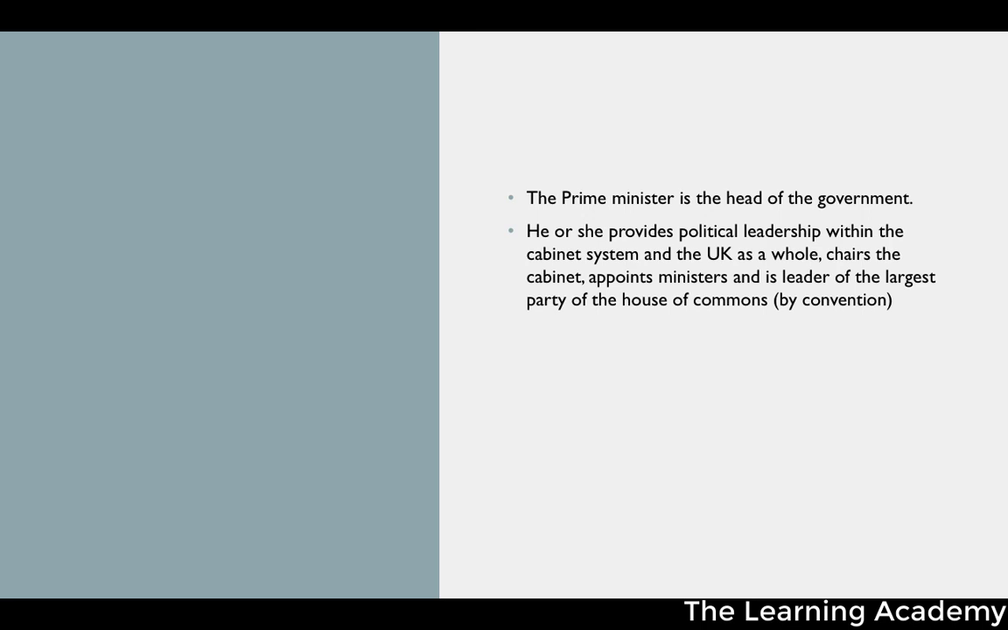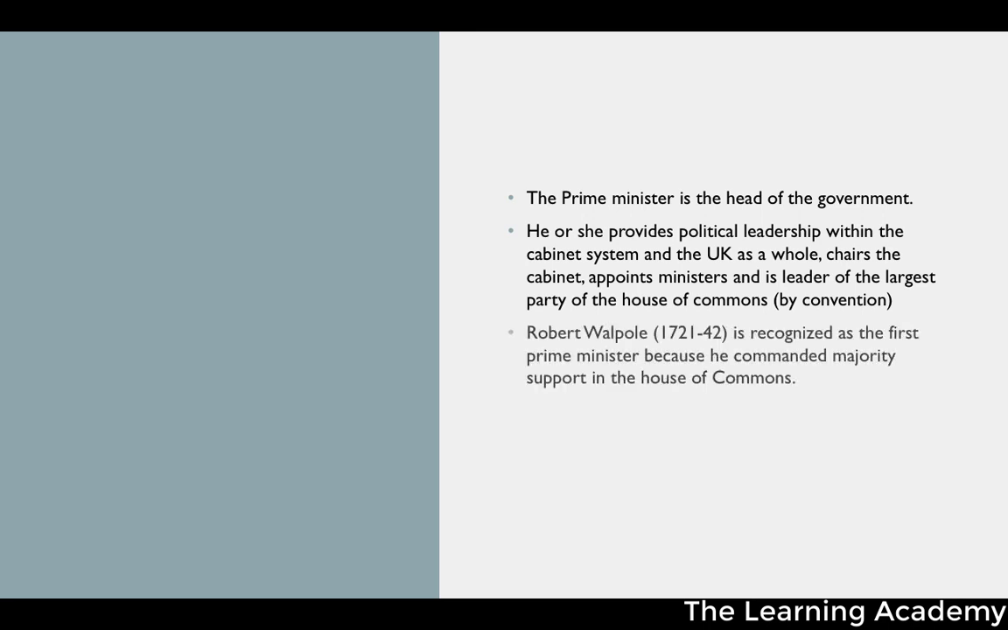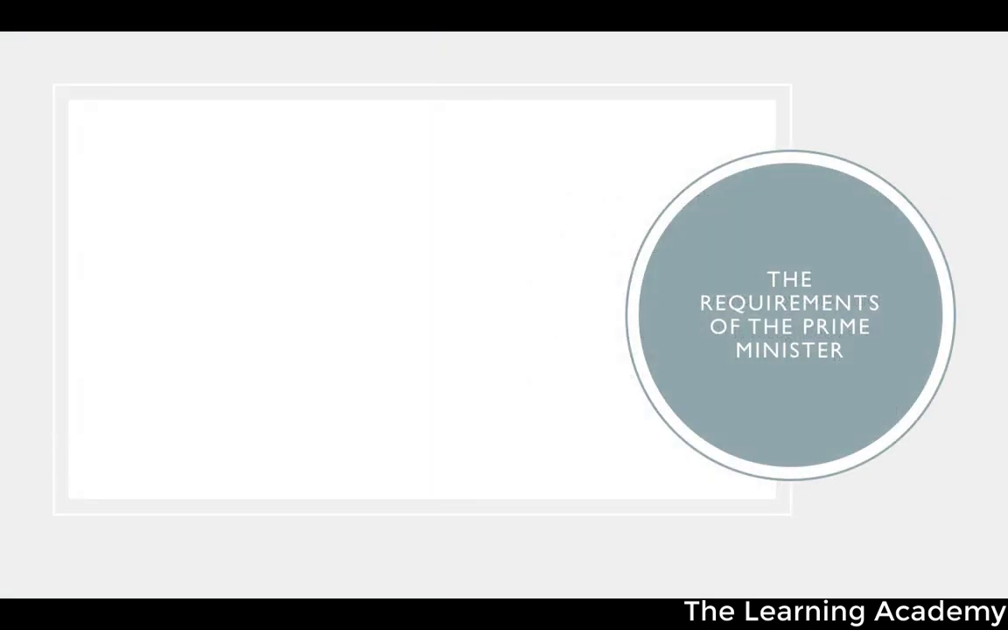Okay, the Queen could technically pick anybody to be the head of her government and become her Prime Minister, but the convention is that it's the party with the largest majority in the House of Commons. Robert Walpole is recognised as the first Prime Minister because he commanded majority support in the House of Commons, and this was in 1721 to 1742. Okay, the official residence of the Prime Minister is 10 Downing Street.